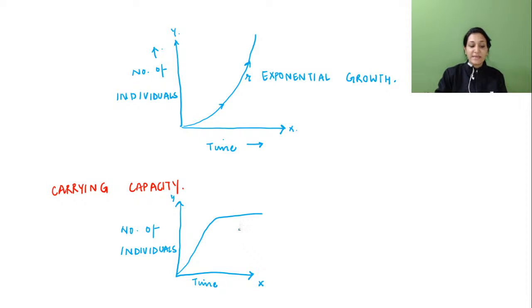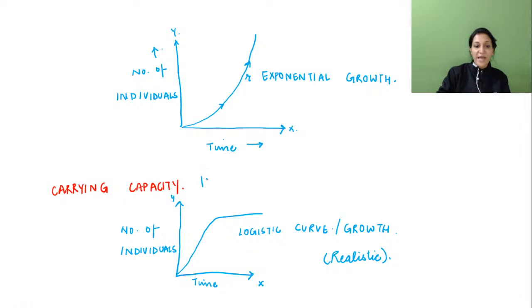So same like that. And when we are looking at such kind of curves, they are actually logistic curves. Logistic curve or logistic growth, which is more realistic actually. So carrying capacity is denoted by K. And here we were talking about the rise in population. It is denoted by R. So we will just highlight these two things.